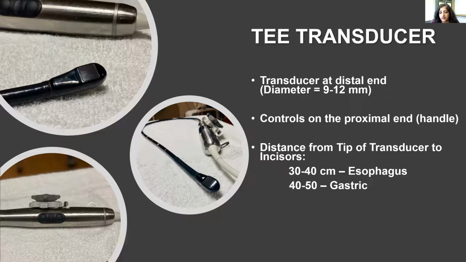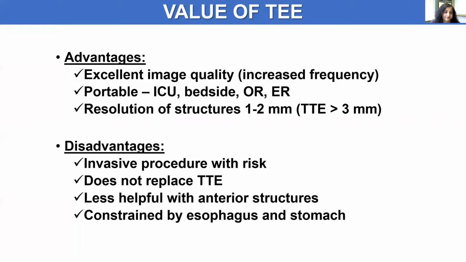The modern day TEE transducer has a distal end which is anywhere from 9 to 12 millimeters. The controls are on the proximal end, or the handle of the device. The transducer is well demarcated with centimeter hashes, which give us an idea of the distance from the tip of the transducer to the incisors. General guidelines are 30 to 40 centimeters is the esophagus, 40 to 50 centimeters is the stomach.